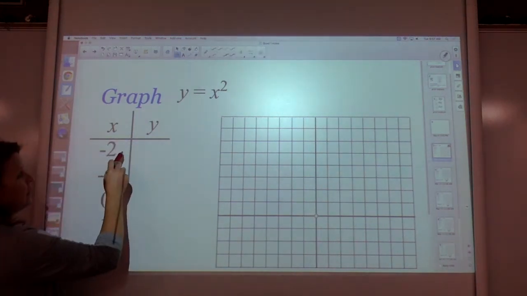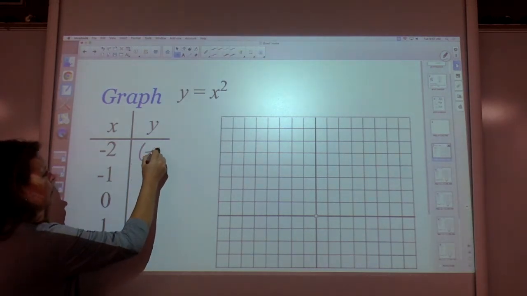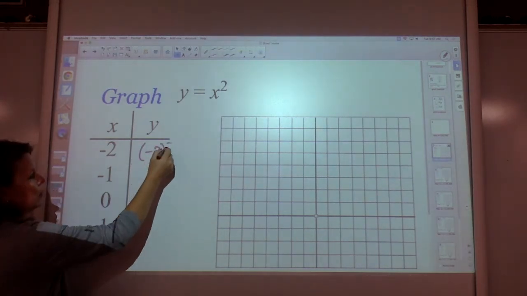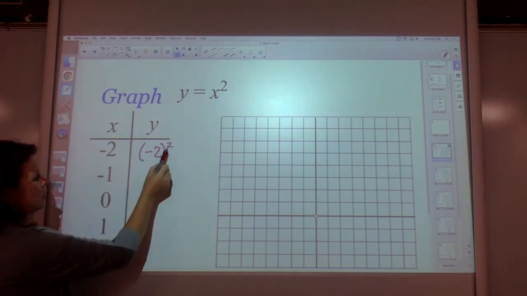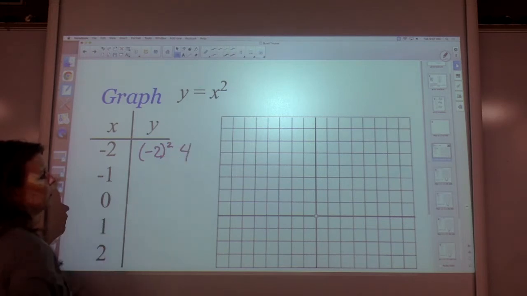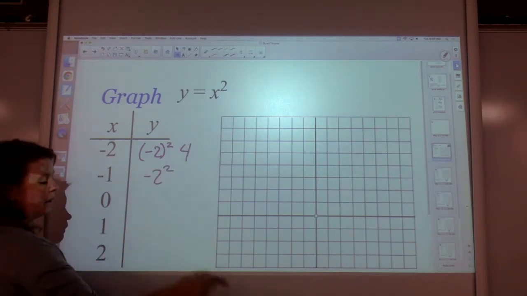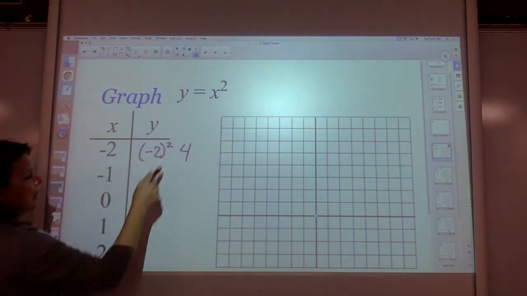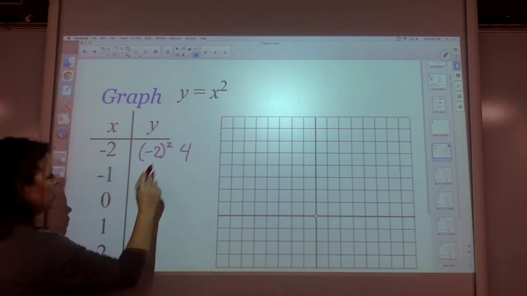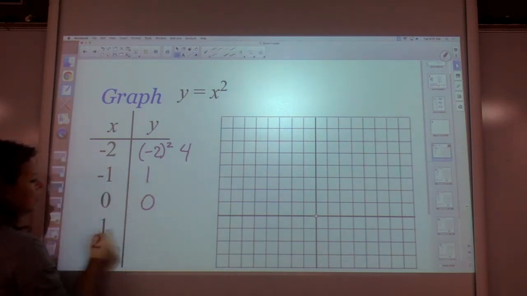So you're going to type this into a calculator if needed. If not needed, you don't need the calculator. But if you use a calculator, you've got to use parentheses. Try it if you don't trust me. If you type in -2 squared in parentheses, you get 4. If you type in -2 squared without parentheses, it'll give you -4, which is incorrect. You want to square the negative and the 2. So we get -2, 4, -1, 1, 0, 0, 1, 1, and 2, 4.